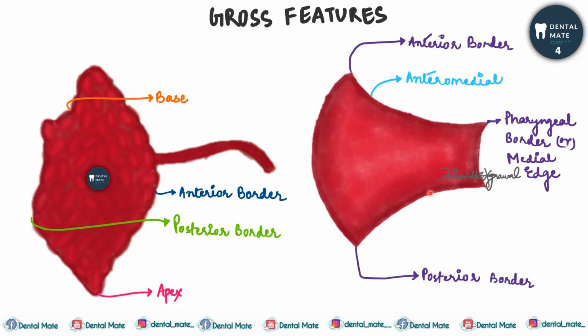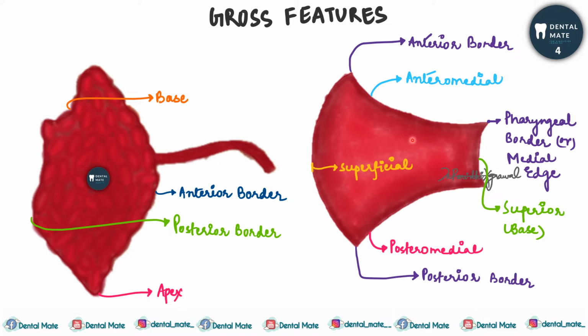What are the surfaces? We have an anteromedial surface, a posteromedial surface, a superior surface, that is the base of the mandible, and a superficial surface. These are the 4 surfaces of the parotid gland.